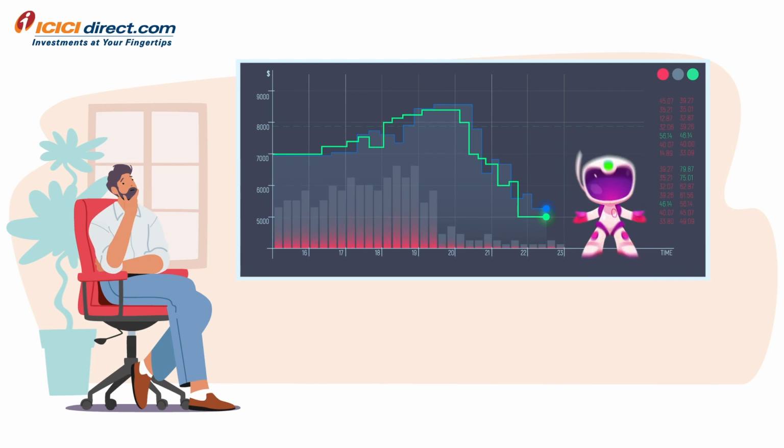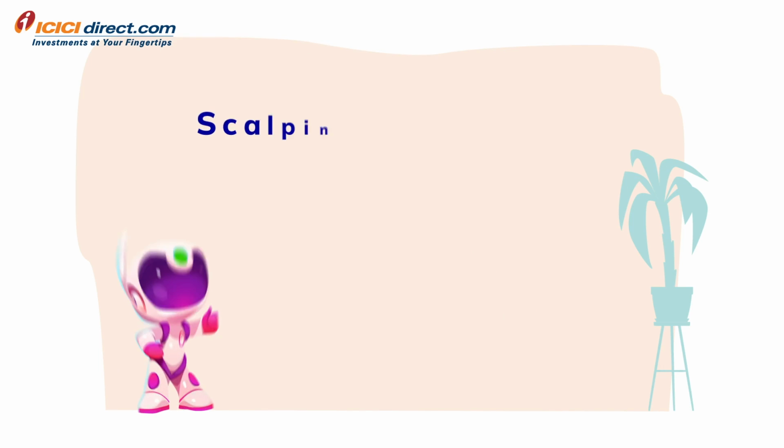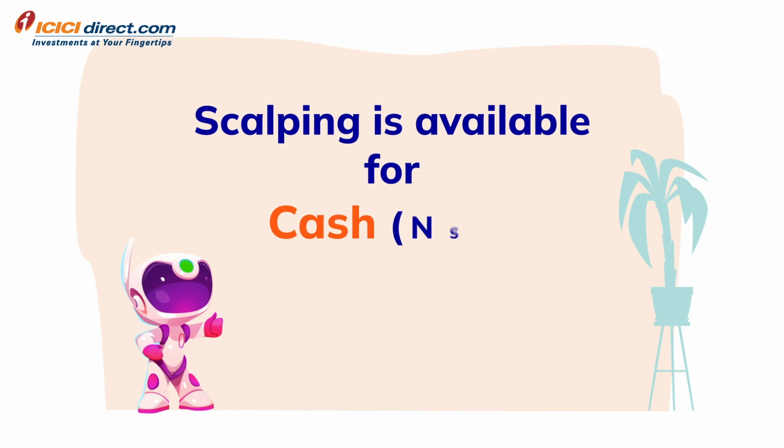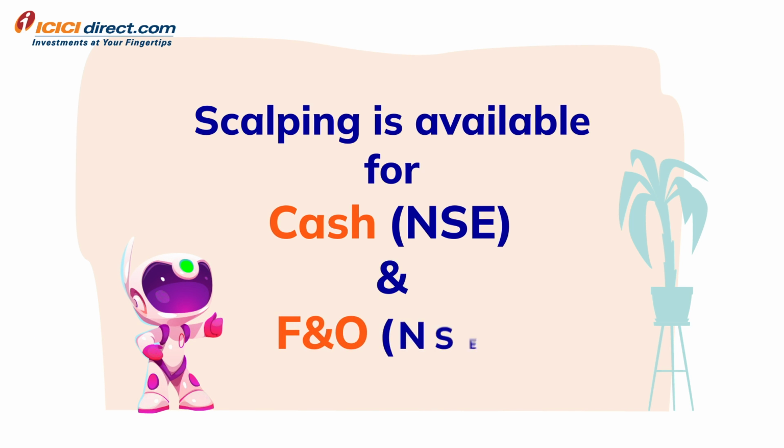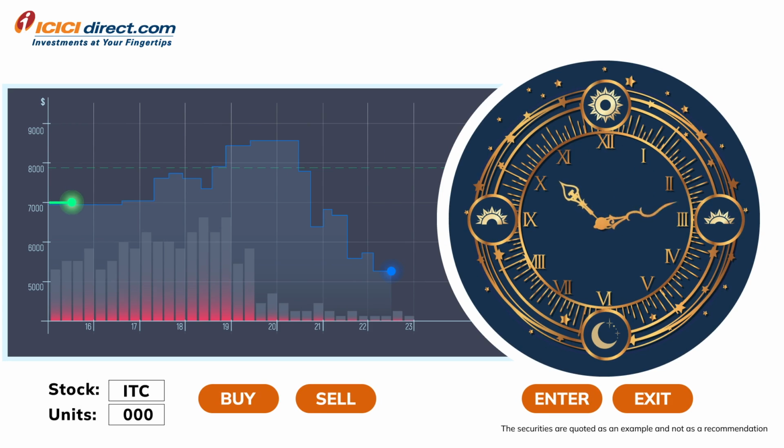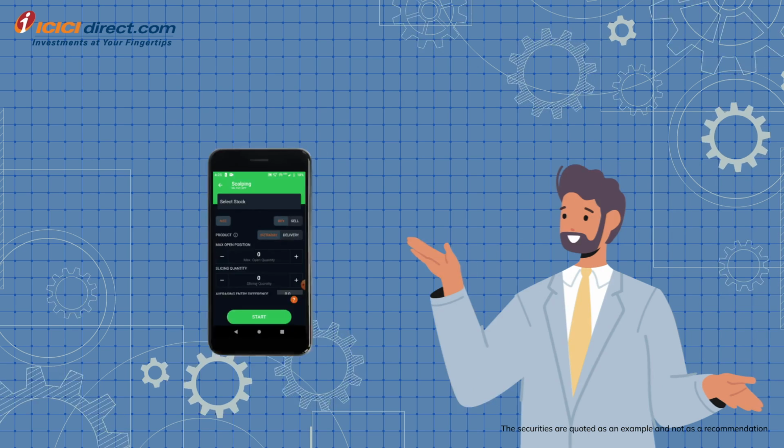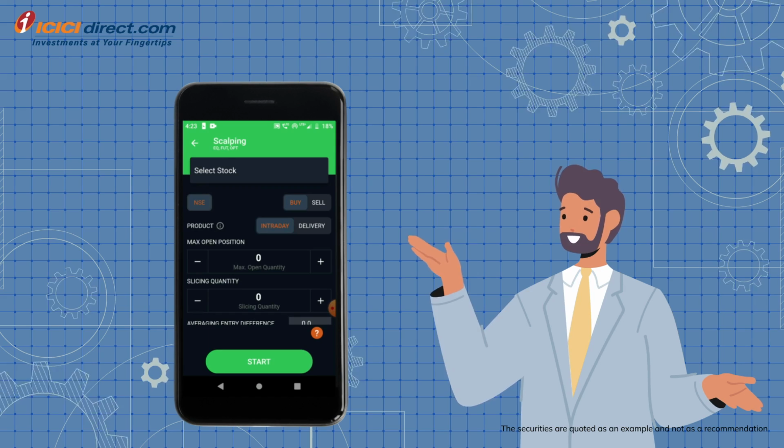In this video, we will walk through what a scalping algorithm is and what the inputs required to place this algo order are. Scalping is available for cash, NSE, and futures and options, NSE. It is an intraday trading strategy where you enter and exit positions of an individual stock throughout the same day to benefit from a daily run-up on that scrip. This algo buys when the price falls and sells when the price increases. Let us go over the inputs needed to place this strategy.